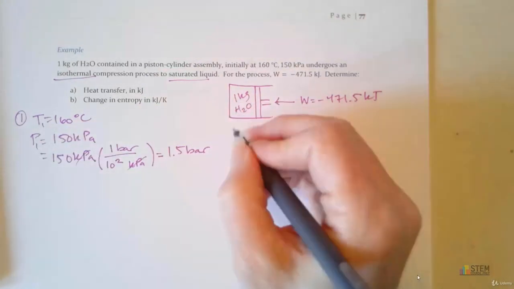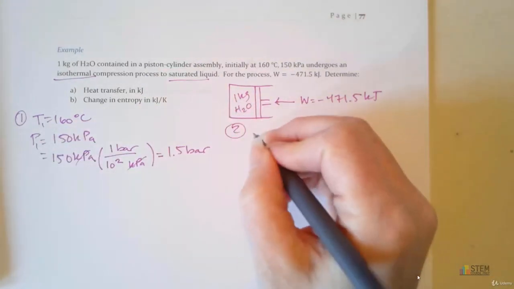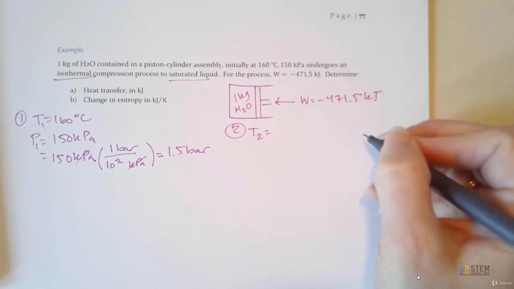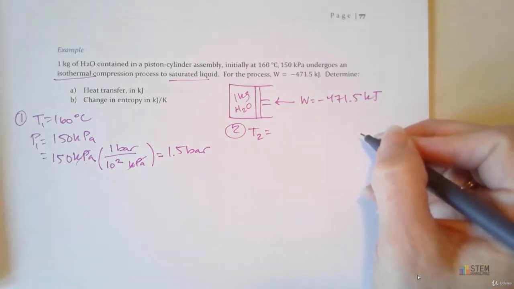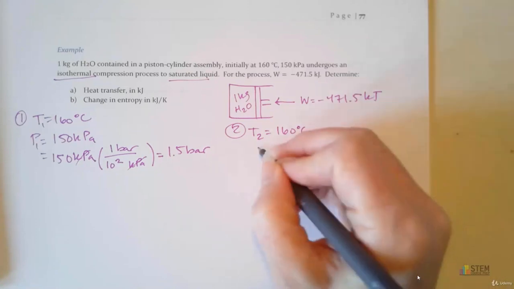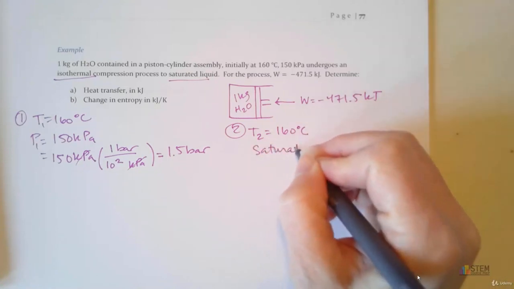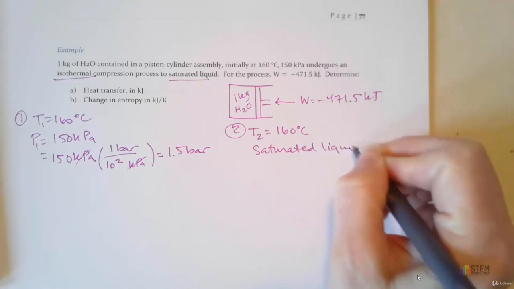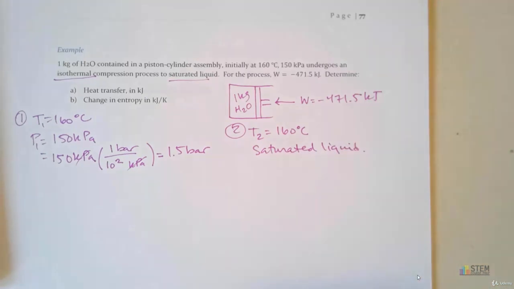And then at state 2, we've got our temperature. What's the temperature going to be? 160, that's right. And we also know we have saturated liquid. That's what we know for state 2. Now we need to find heat transfer, so we need to find Q. That's what we're looking for.